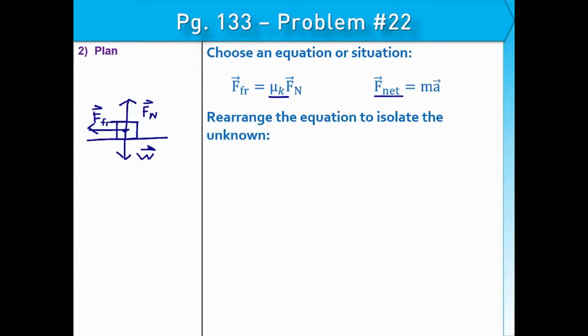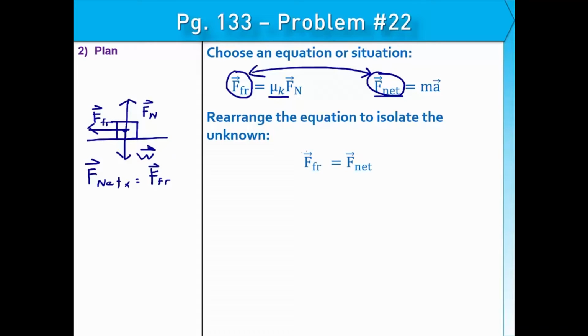Now remember, the net force is when you add all the forces in one direction. In this case, let's add the net force in the x direction. In the x direction, there's only one force: the force of friction. There's no force pushing it forward. So the net force is equal to the force of friction. That way I can get rid of the force of friction and substitute with the net force, so I'm going to set my force of friction equal to the net force.